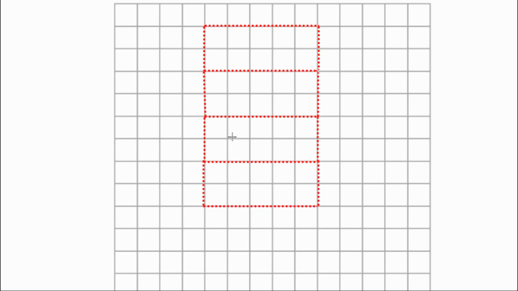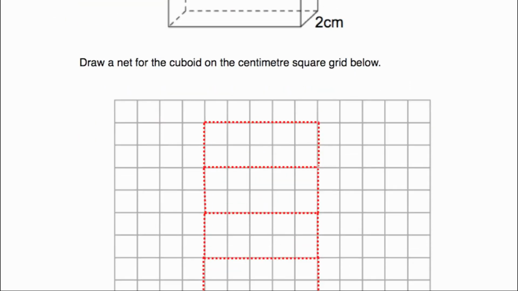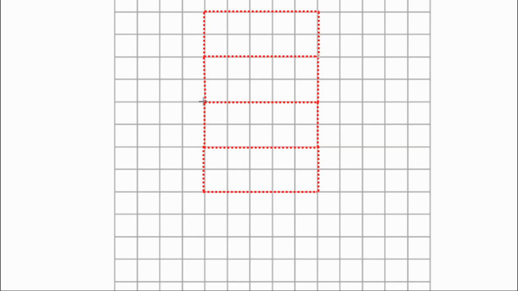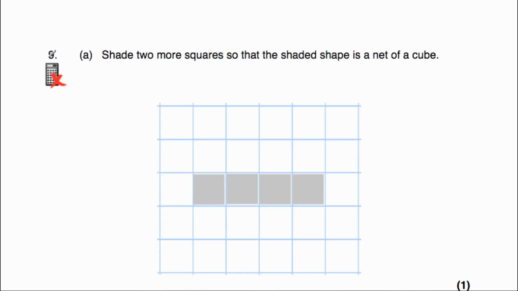And then I need my left-hand side. Now that was a square. If we go back up and look, it's a square, which is 2 centimeters by 2 centimeters. So we just need a side here, which is 2 centimeters by 2 centimeters. Let's just do it there and there. And then that would be the net of our cuboid, which has 4 rectangles, which are 5 centimeters by 2 centimeters, and then the right-hand side and the left-hand side, which are squares. Okay, let's have a look at our next question.